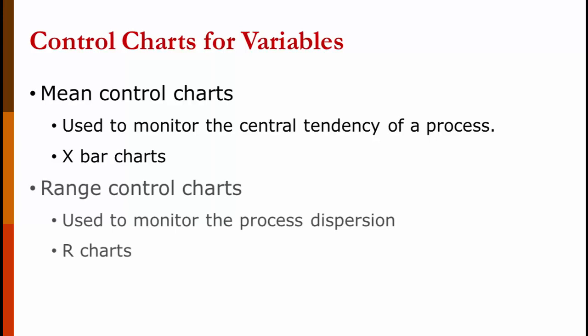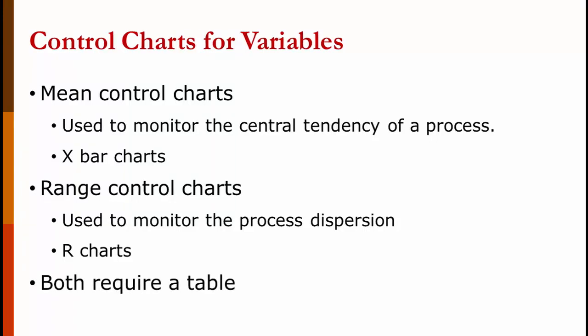A range chart is used to monitor the process dispersion, in other words, how variable it is. We're going to measure this using an R chart, R short for range, but there's also an S chart, and S is short for standard deviation. Both the mean chart and the range chart require a table. One approach to doing the mean chart uses a standard normal table. The other approach just uses a regular table that I'm going to show you in a second. The range chart always uses the table I'm going to show you in a second.